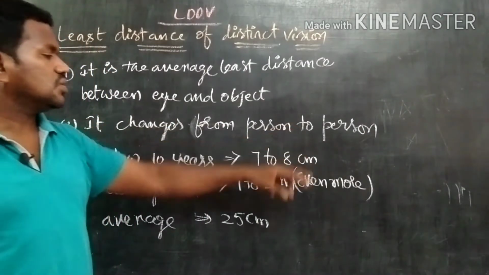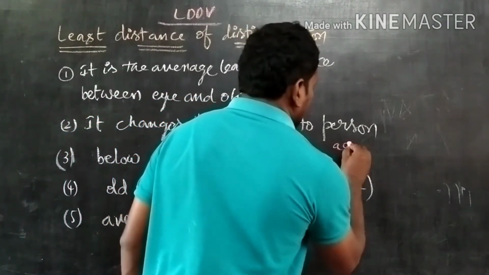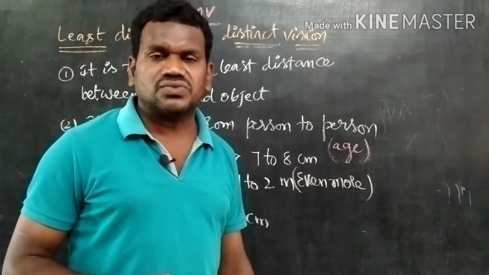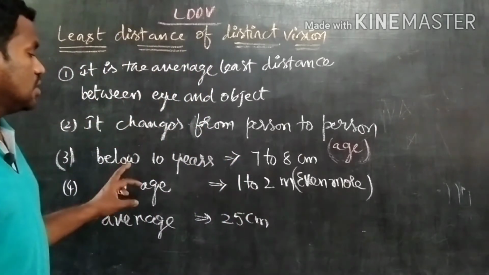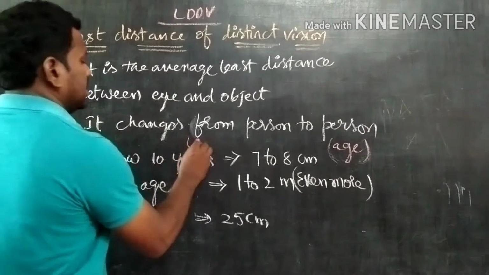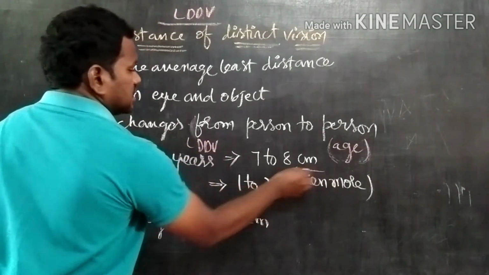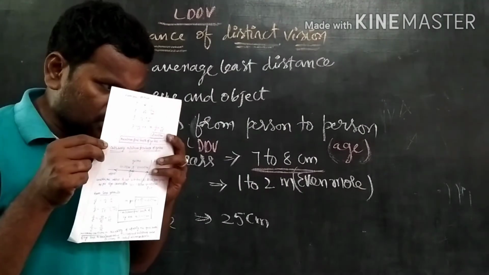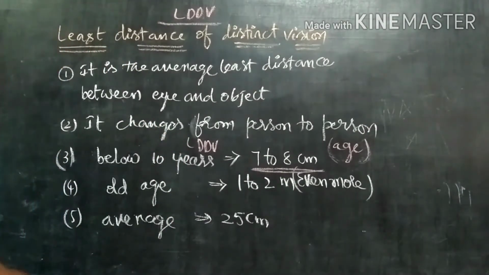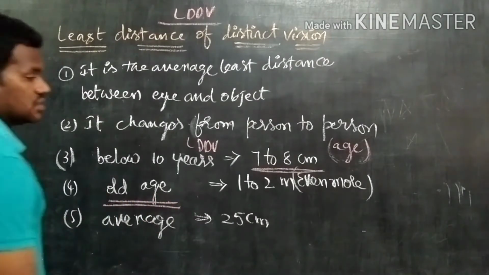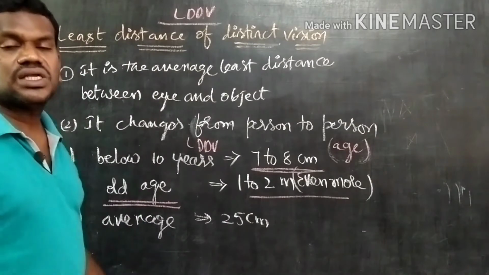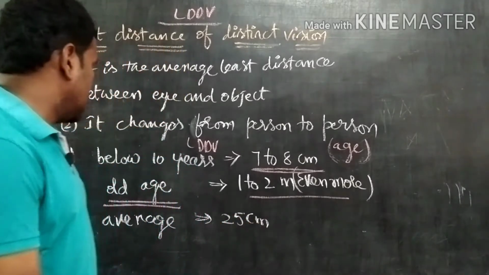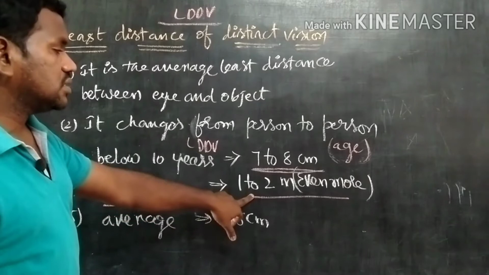This changes from person to person and with age. In the case of kids, generally they see easily. Why? Because they have sensitivity of vision. Below 10 years the value of LDDV, least distance of distinct vision, is 7 to 8 centimeters. Kids below 10 years can see very clearly what we keep very close to the eye. In old age, above 50 years, the least distance is 1 to 2 meters. For that reason people above 50 years hold the book like this to read. So the LDDV value is 1 to 2 meters for old age people.